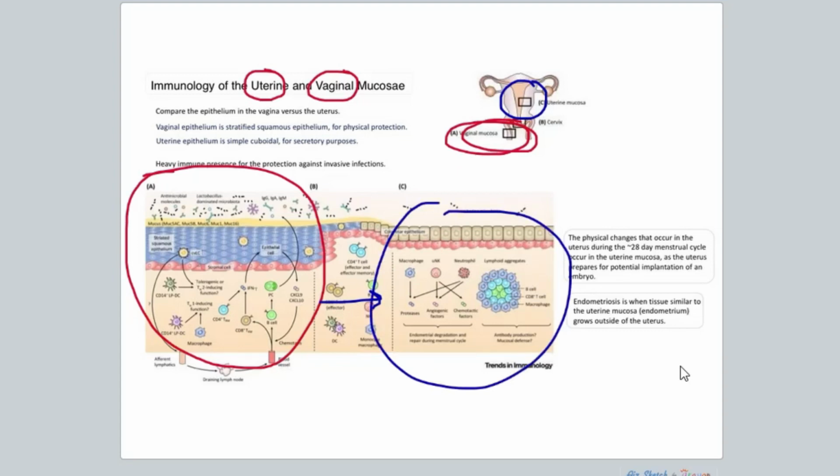First of all, I want you to compare the epithelium here. What type of epithelium do we find in the vagina? That's stratified squamous epithelium, and that's for protection during sexual intercourse. Then, as you make your way to the uterus, what kind of epithelium do we have here? We have simple columnar epithelium. And what is simple columnar epithelium good at? It's good at secreting things and absorbing things. So we have different functions between the vagina and the uterus.